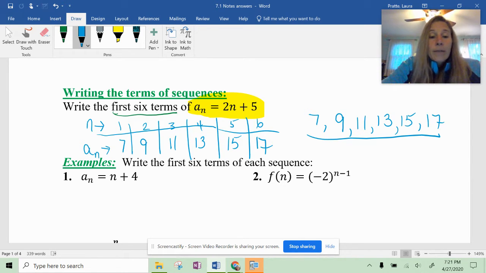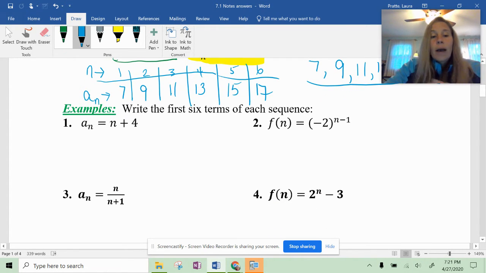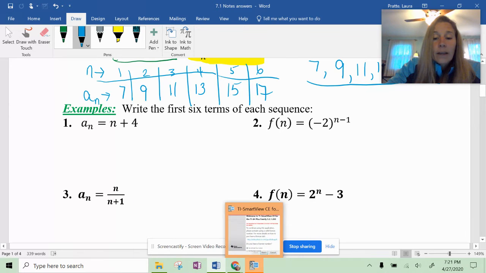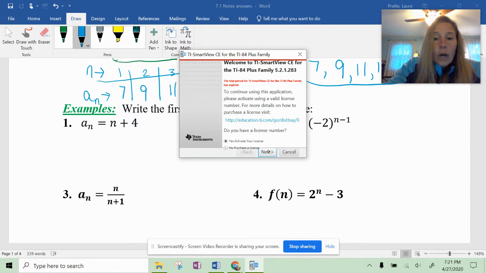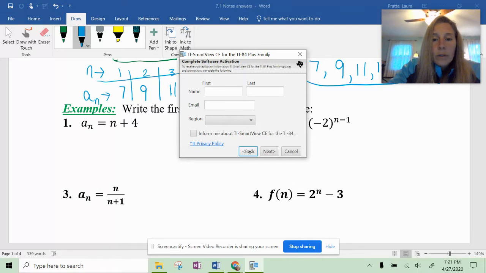So we're just going to practice first writing the first 6 terms of each sequence. Now, another option you have here is you could always use your graphing calculator. So, oh no, something's going on with this.